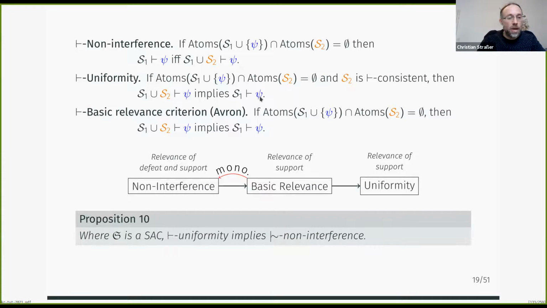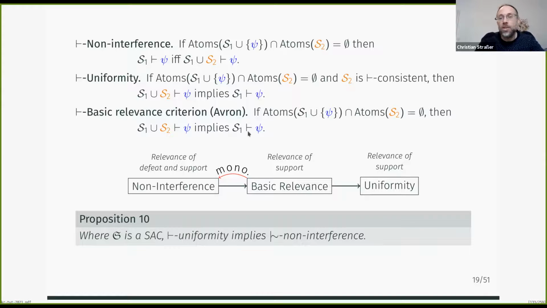I will already show you my proposition here. We will use it now for our proposition, because if we know that the underlying logic of our setting is uniform, for instance, classical logic is uniform, then it implies that our non-monotonic entailment satisfies the property of non-interference, so this stronger property. So we go from some weaker property for the base logic to a stronger property for the non-monotonic entailment. There's also this basic relevance criterion, which you may have encountered or not. It is very similar to what we see here in non-interference.